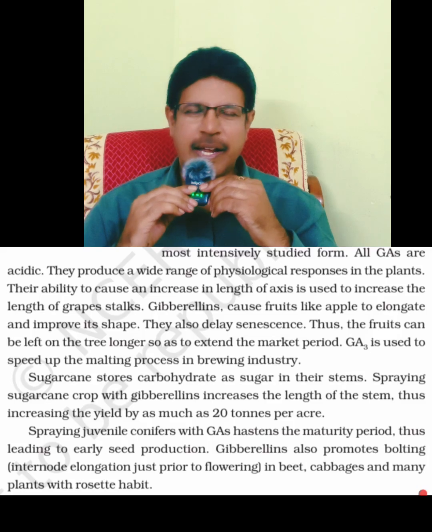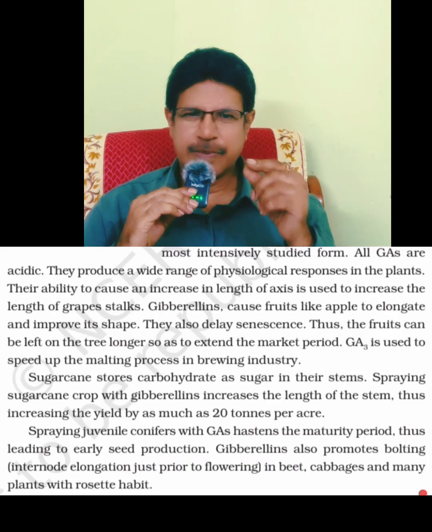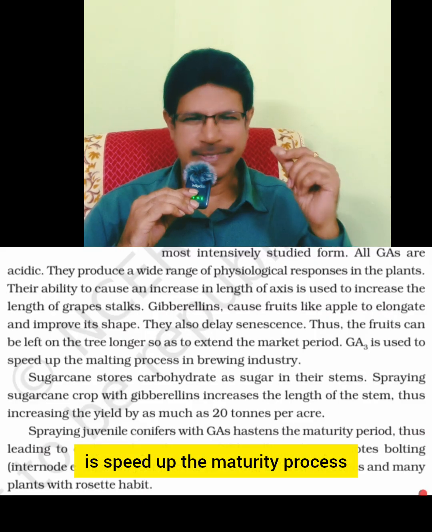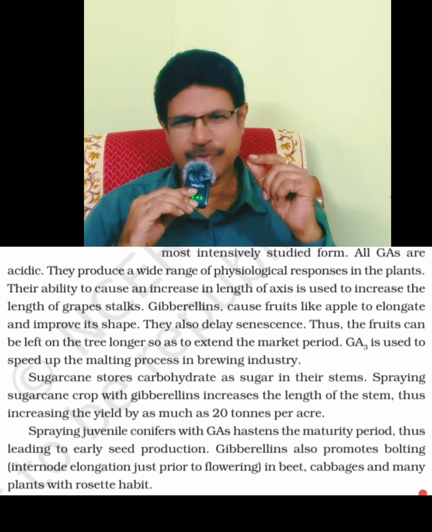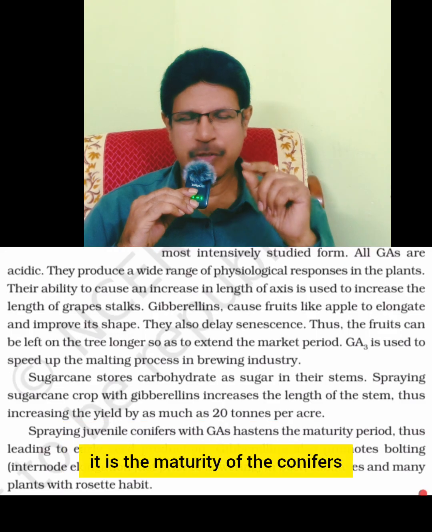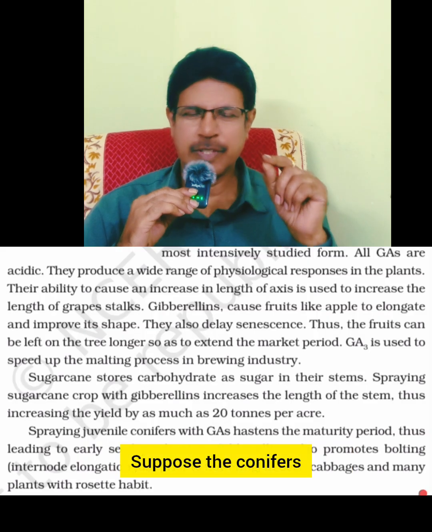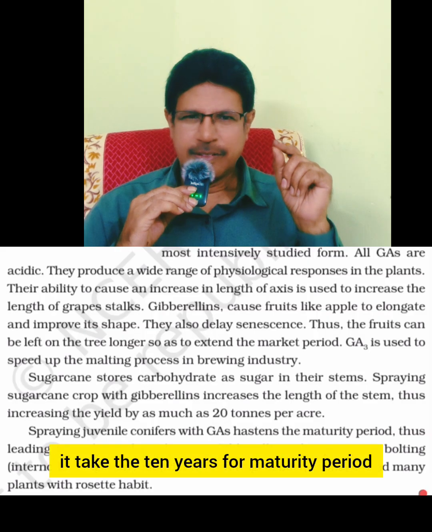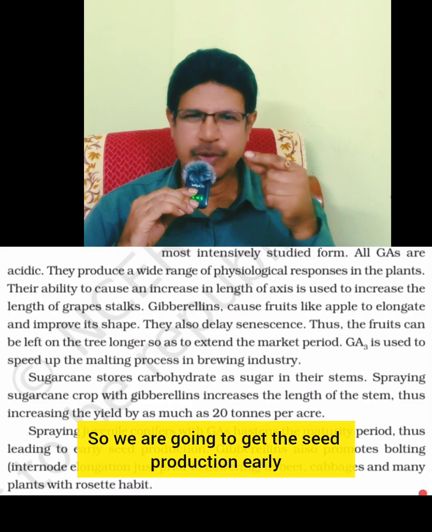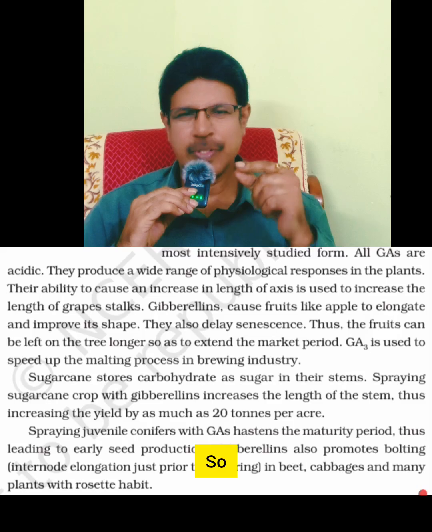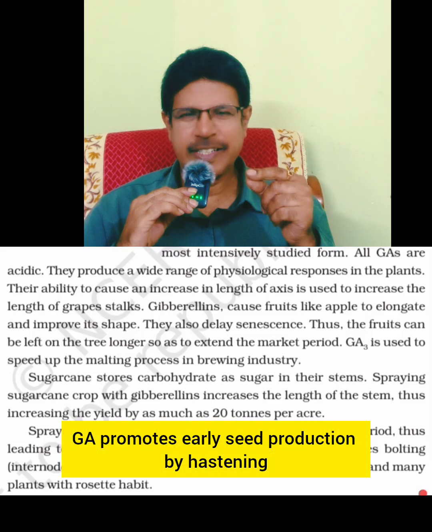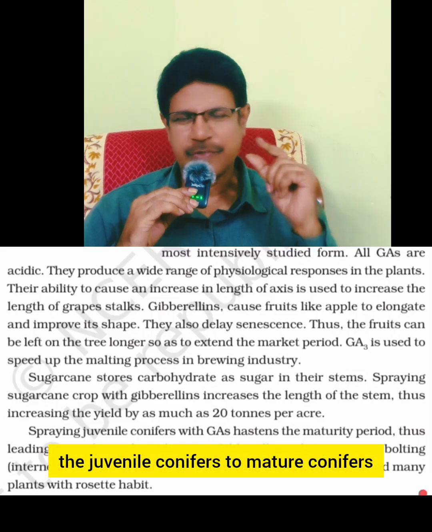Next, gibberellic acid sprayed on juvenile conifers speeds up the maturity process. So there is early seed production. Gibberellic acid is not meant for maturity of the seed, it is the maturity of the conifers. Suppose the conifers take 10 years for maturity; in 5 years they get matured. So we get seed production early. So GA promotes early seed production by hastening juvenile conifers to become mature conifers.